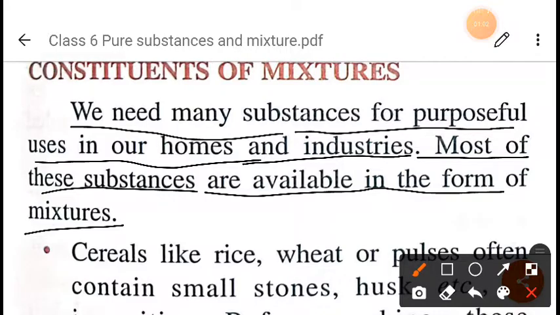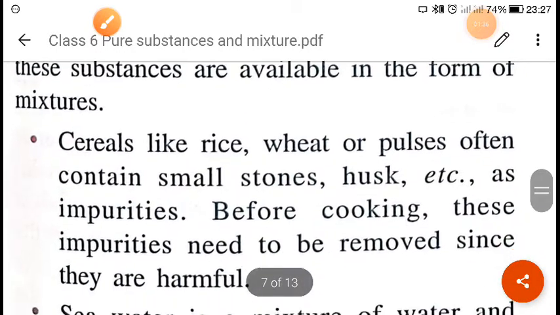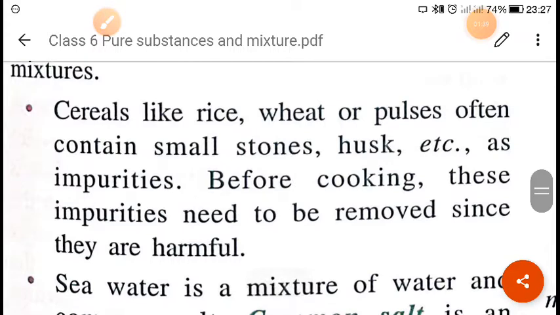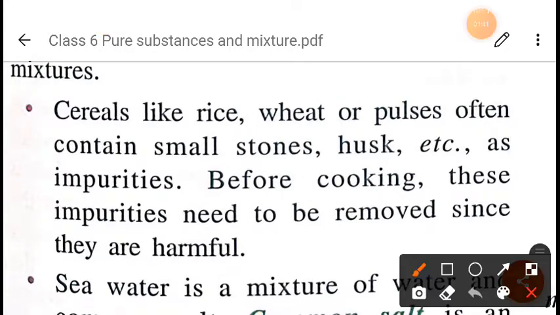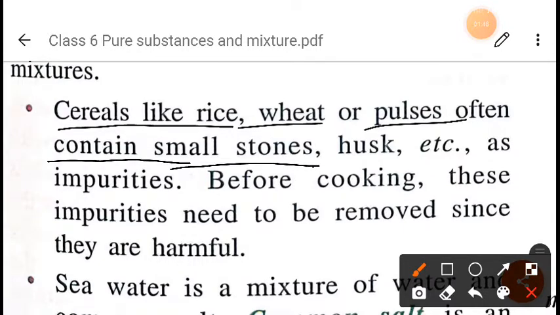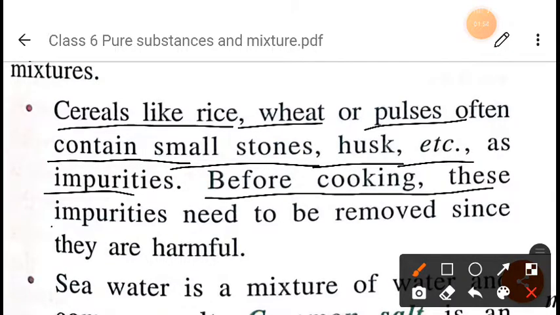Some examples are given here. The first example is cereals like rice, wheat, and pulses, which often contain small stones, husk, etc. as impurities. Before cooking, these impurities need to be removed since they are harmful. If you have seen at your home, before cooking rice, your mother or sisters pick out the stones which are there in the rice, right?